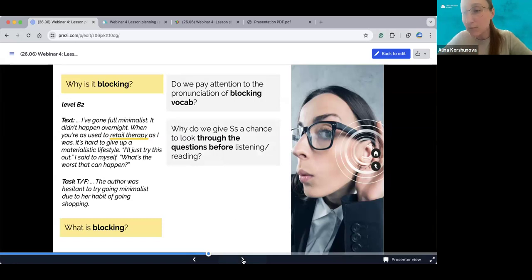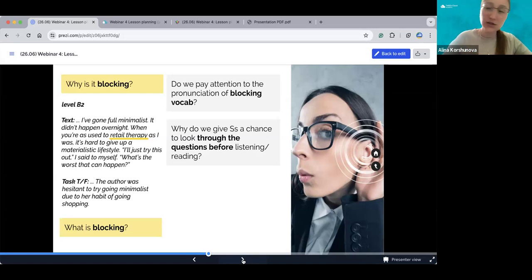Of course, before reading the text, we should give our students the opportunity to look through the questions they have to answer. First of all, in order to be prepared for the reading task, and sometimes there might be some unfamiliar words in the task. So probably you would ask your students, guys, look through the questions. Are all words clear? Can we do the task? And then you can allow them to do the task. I usually do it that way.